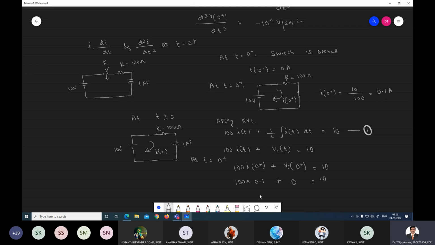Here you have to differentiate this expression. Nothing is to be found out here. i of 0 plus is calculated. Then you have to find di/dt at 0 plus and d²i/dt² at 0 plus. This is not required here.